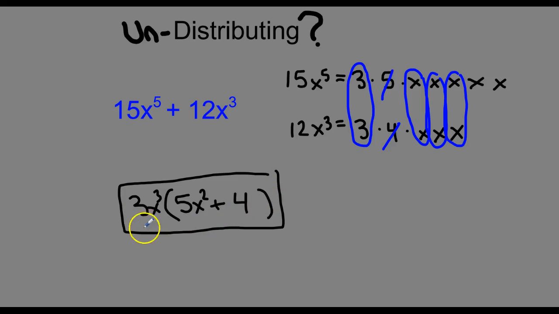We can always double check it by seeing if it multiplies out to the same thing we started with. So 3x cubed times 5x squared. Well, 3 times 5 is 15, which we got there. X cubed times x squared is x to the fifth. 3x cubed times 4 is 12x cubed. So we're good.